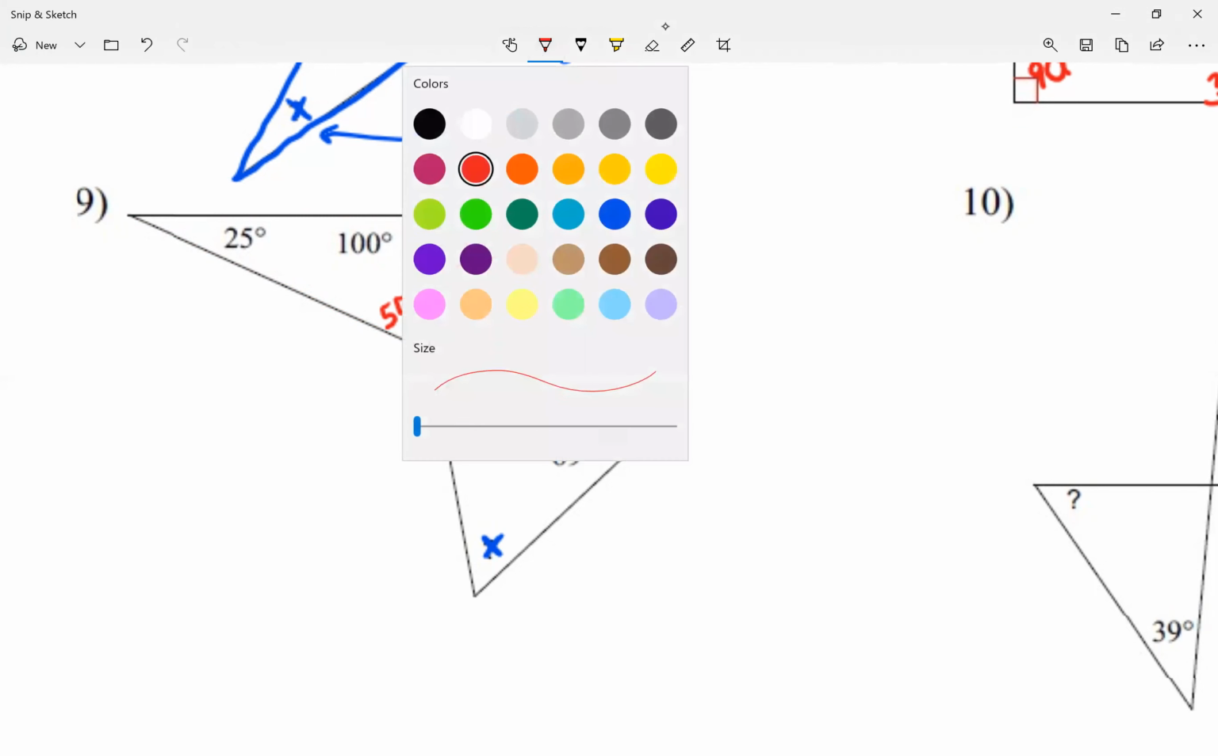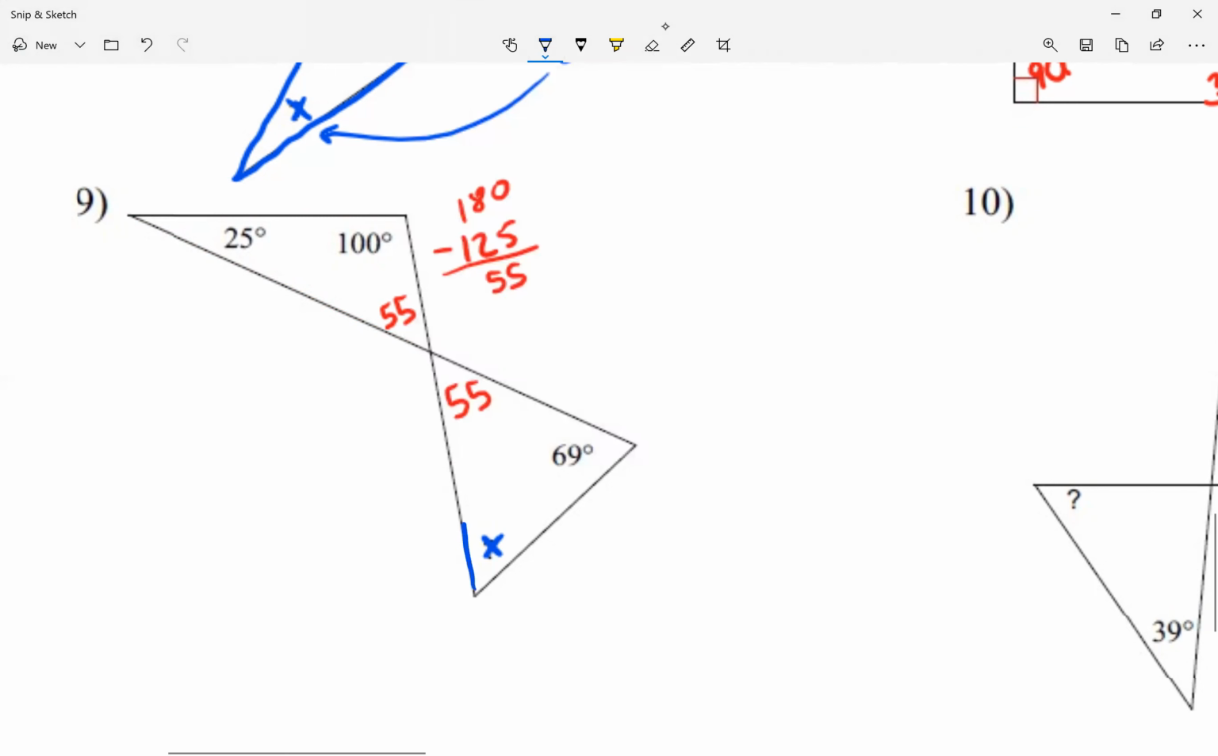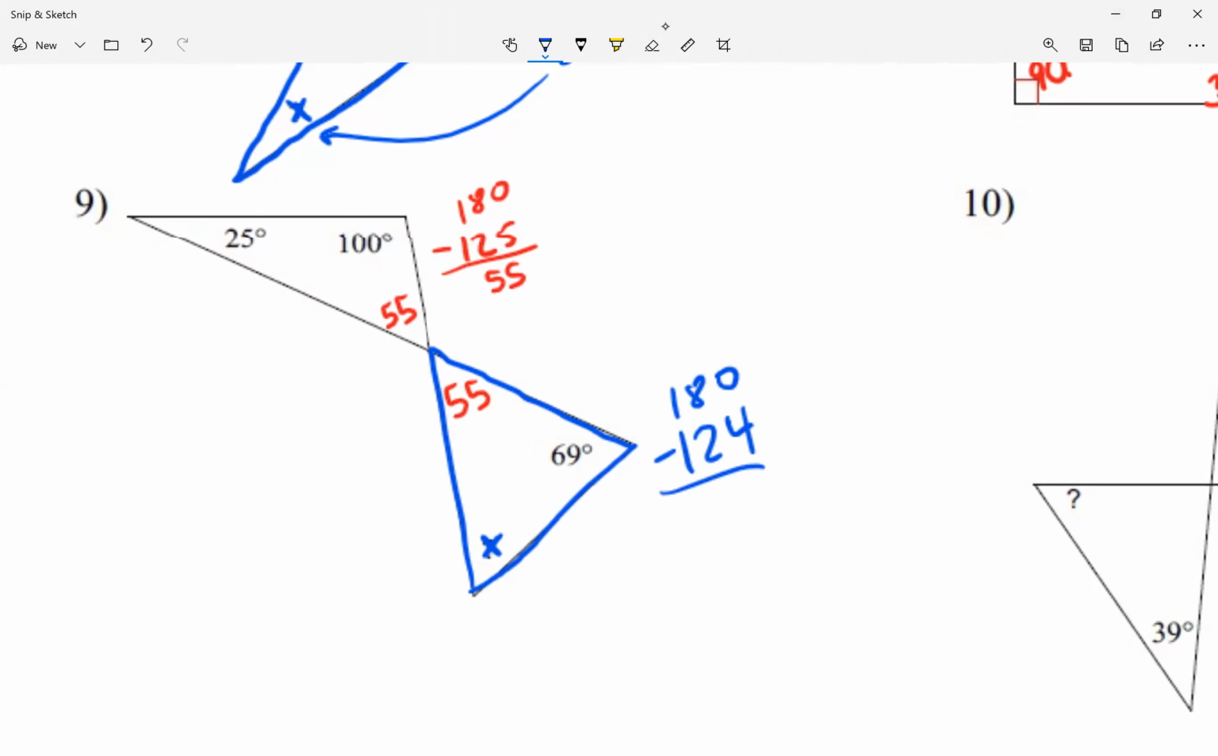And then let me take a look at this triangle. In order for me to solve for X, I must know two angles of that triangle. And I do, 55 and 69. 55 plus 69, I know it's 124. Let me subtract this from 180. I know that's 56. So X equals 56.